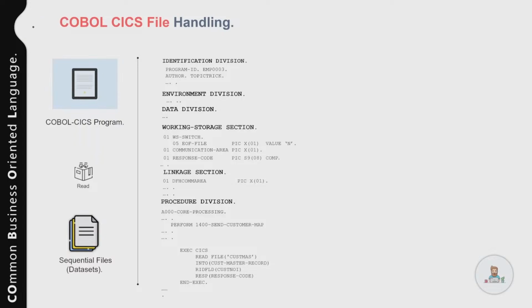The next two important sections are working storage section and linkage section, and these sections are actually used to define variables which will be used internally within the program. To use the communication area, you need to provide two definitions for it in your program. One is in the working storage section and the other one in the linkage section. The working storage definition in this program is named communication area, and the linkage section definition is named DFHCOM area. Although you can use any name for the working storage field, you must use DFHCOM area for the linkage section field.